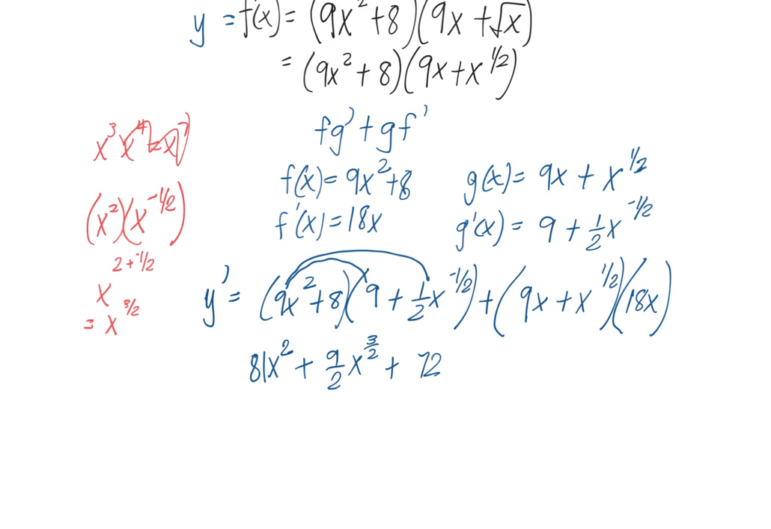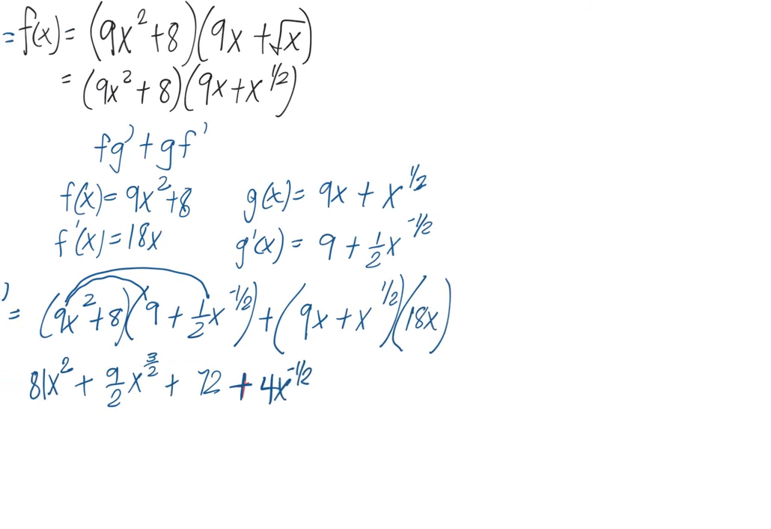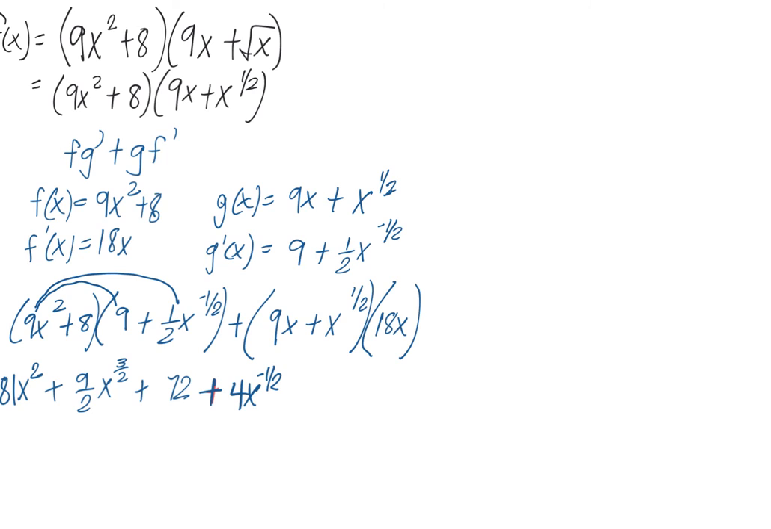And then we got 9 times, I'm just making sure because I'm losing my mind a little bit. Okay. And then 8 times 1/2 is 4. Oops, let me go back to my color. And it's x to the negative 1/2. 9 times 18, 162. x squared, 162.